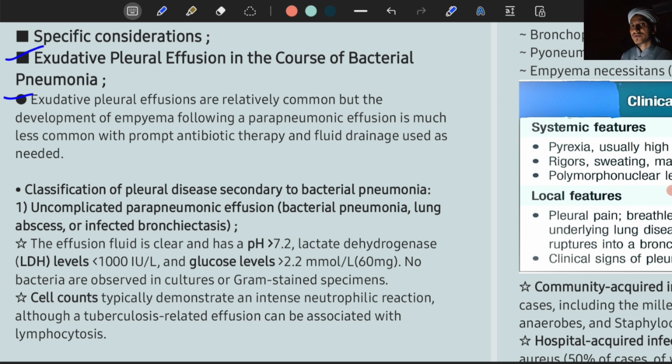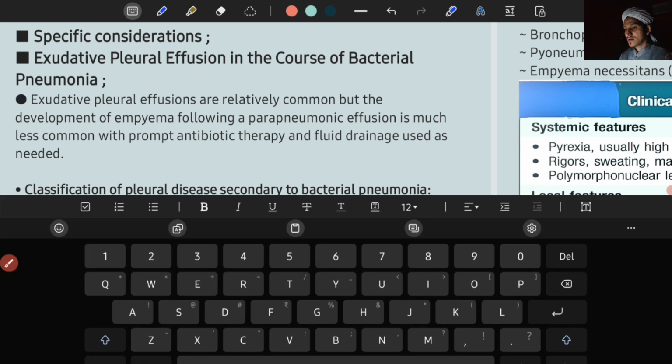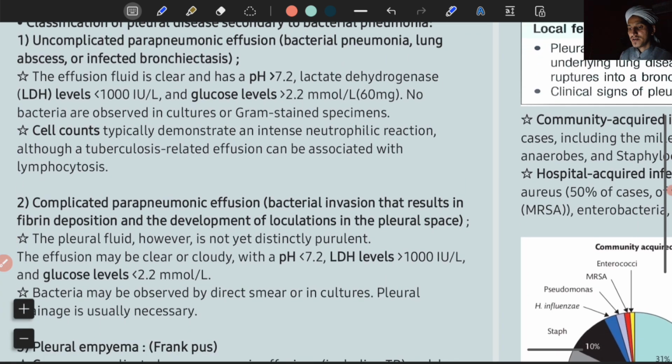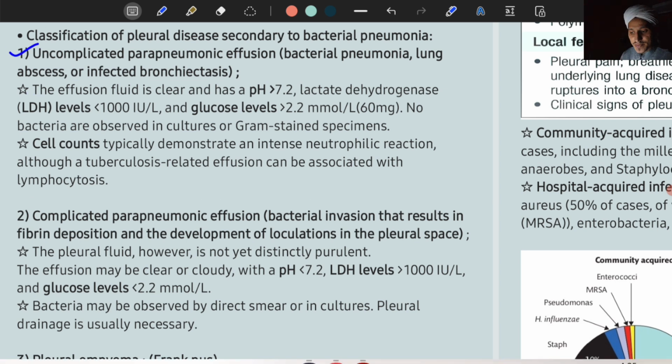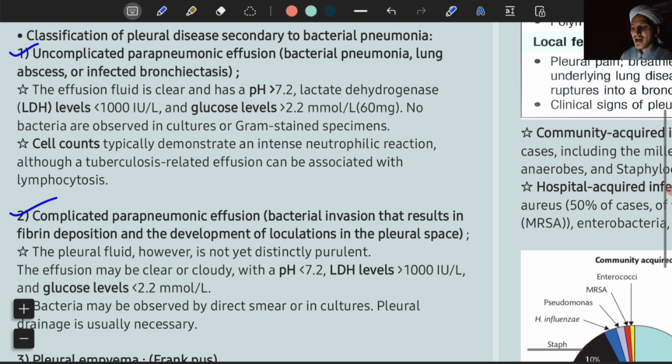Now classification according to it is a spectrum actually. So when there is effusion due to bacterial infection, it progresses from uncomplicated to empyema. So we will divide into three different classes and discuss those three very briefly. So number one, classification of pleural disease secondary to bacterial pneumonia. Number one is uncomplicated parapneumonic effusion. Second is complicated parapneumonic effusion. The third one will be empyema or frank pus. So these are the three stages which a bacterial infection passes through.